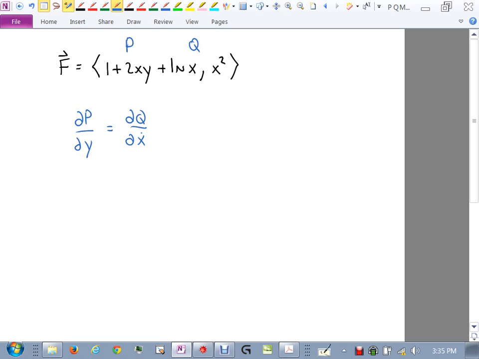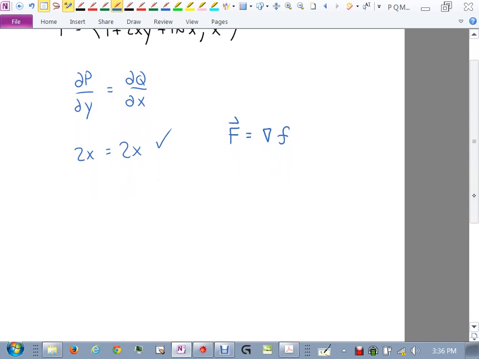What's the partial P with respect to y? 2x. What's the partial Q with respect to x? 2x. So isn't that nice? So it is, right? The answer is yes. That means that this capital F vector field is the gradient of some little f. So it has a potential function. We have to go find it now.